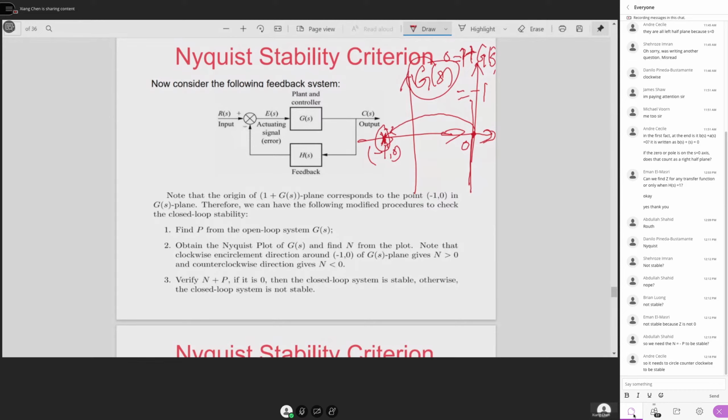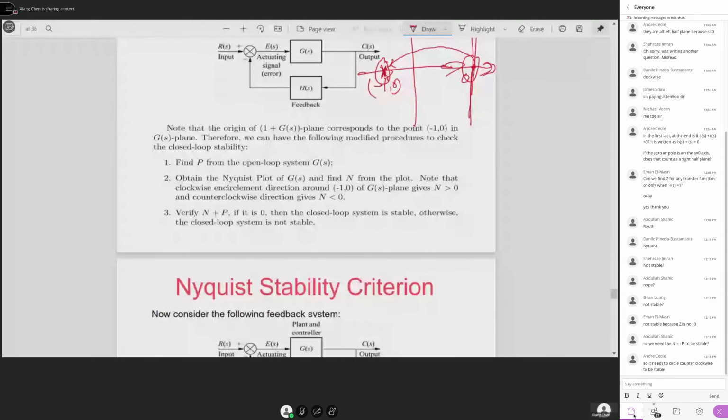So, as long as you shift your encirclement from the origin on the 1 plus G of S plane to the -1, 0 point on the G of S plane, then whatever we said before applies and can be straightforwardly carried over. The procedure now is going to be modified just slightly. First, find the P from G of S. You can do that.